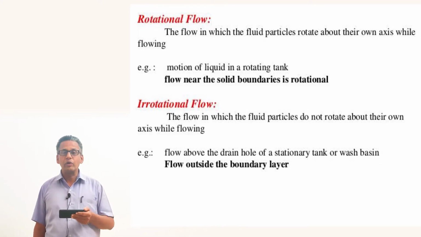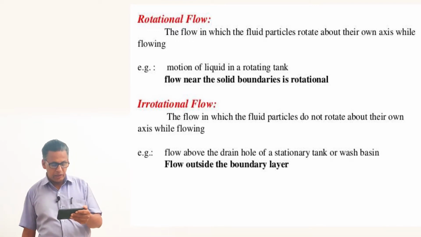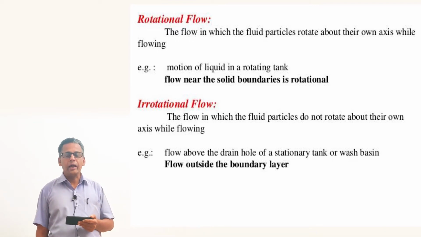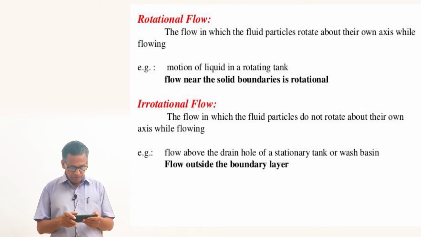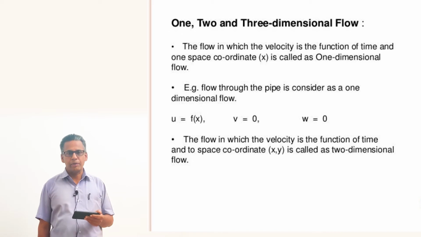Then there are examples. Rotational flow: motion of liquid in a rotating tank. Irrotational flow: above the drain hole of a stationary tank or a vessel. That is an example. Okay, then one dimensional, two dimensional and three dimensional flow.